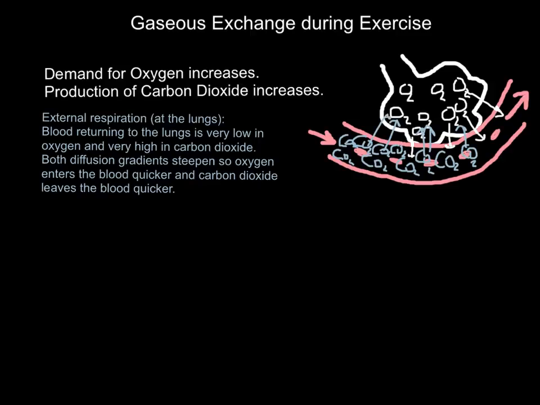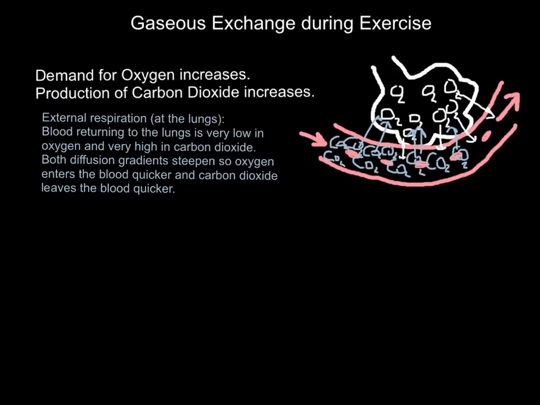So the upshot is this: because there is a hell of a lot more oxygen in the alveoli compared to the capillary, and because there's a hell of a lot more CO2 in the capillary compared to the alveoli, both gases are going to diffuse quicker. Oxygen is going to diffuse quicker from the alveoli into the bloodstream. CO2 is going to diffuse quicker from the bloodstream into the alveoli.